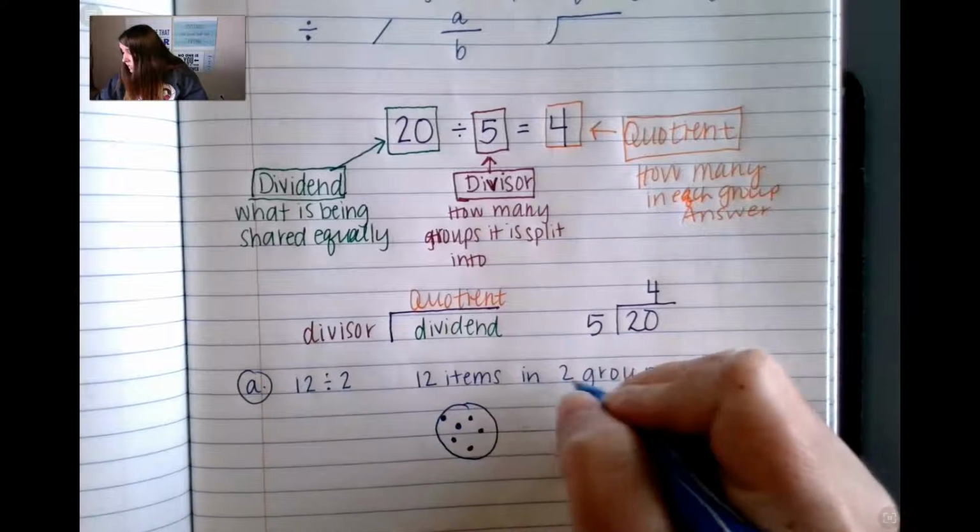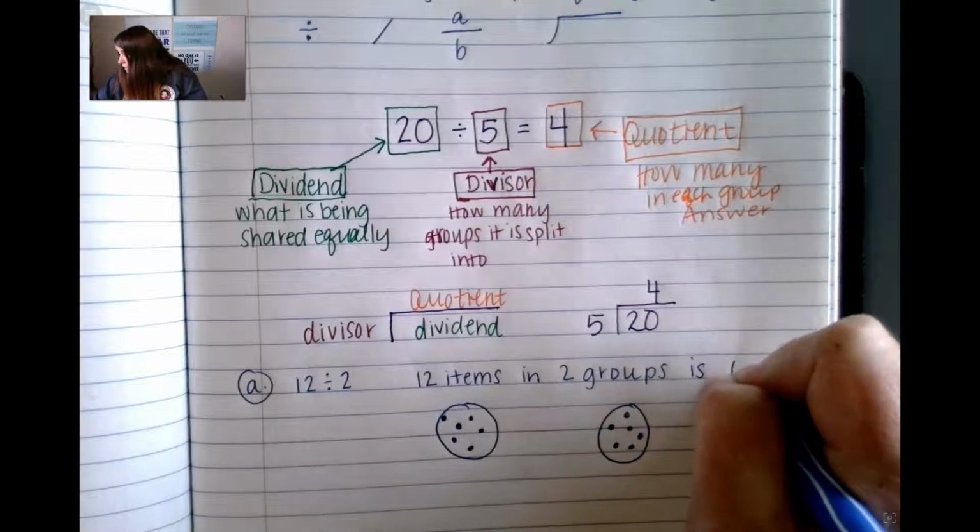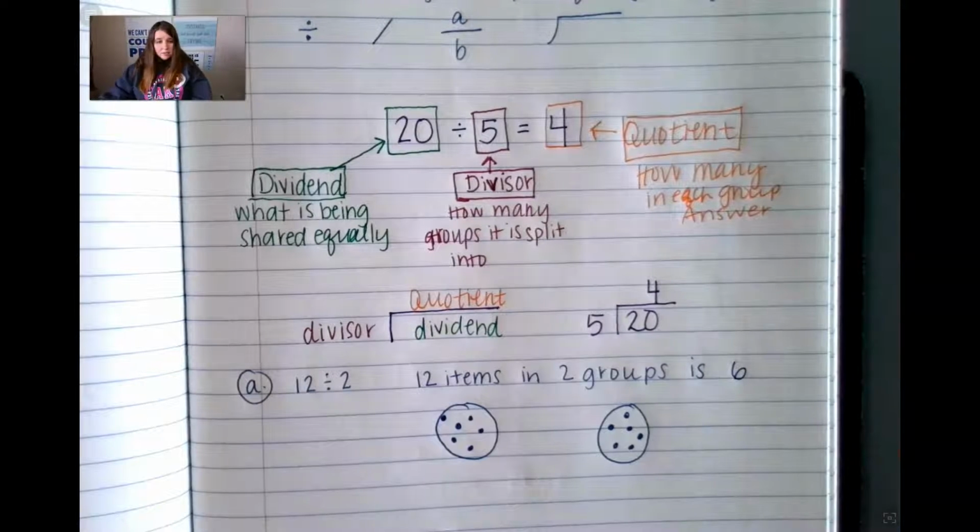So 12 items in 2 groups is 6. I have 6 dots in each group. That is really how this works.